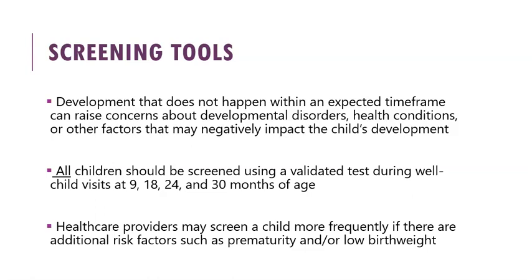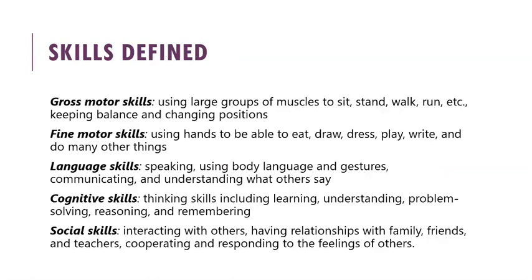One very important thing to remember is that a loss of skills at any age is cause for concern and requires further evaluation. These are some examples of the different types of skills that we look at when we measure growth and development. So you have gross motor skills, fine motor skills, language skills, cognitive skills, and social skills. So please read over these and it'll better define what each of those things are.